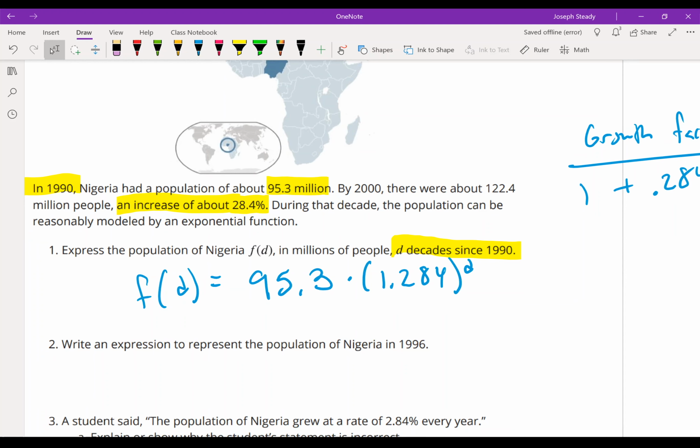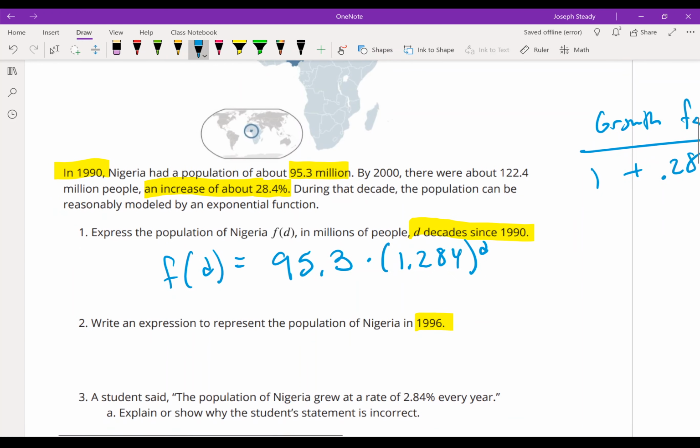Problem 2 asks us to now write an expression to represent the population in 1996. So this is a little tricky because 1996 is not 1 decade later or 2 decades later. It's a fraction of a decade. But this is specifically 6 years have passed, and there are 10 years in a decade. So this is 0.6 decades. And that's a perfectly fine calculation to make. This just means we're going to plug in 0.6 into our equation instead of plugging in like 0 or 1 or 2. So it's not going to be a whole number, but that is perfectly fine.